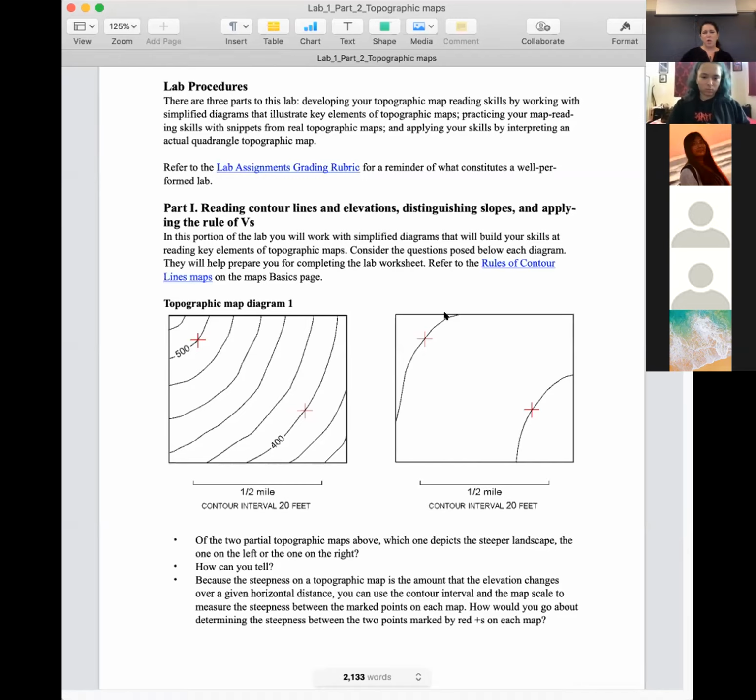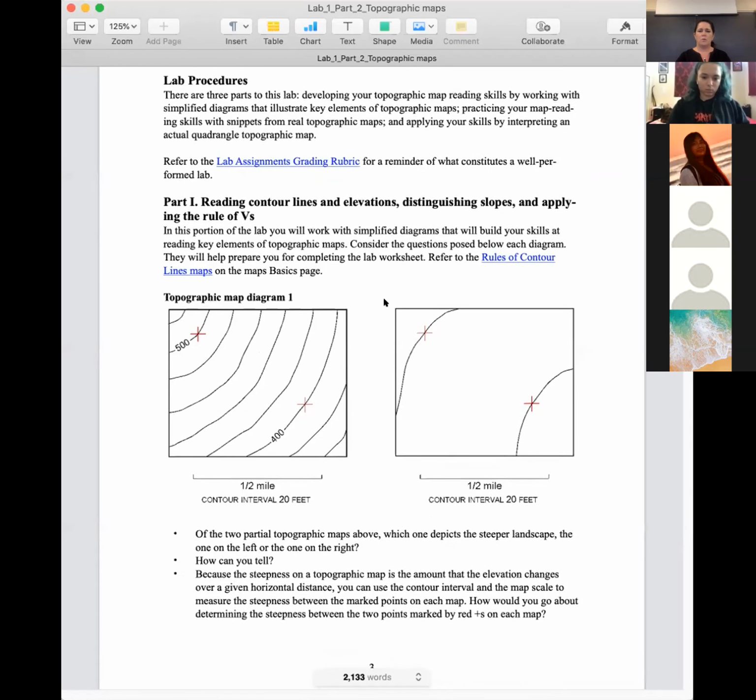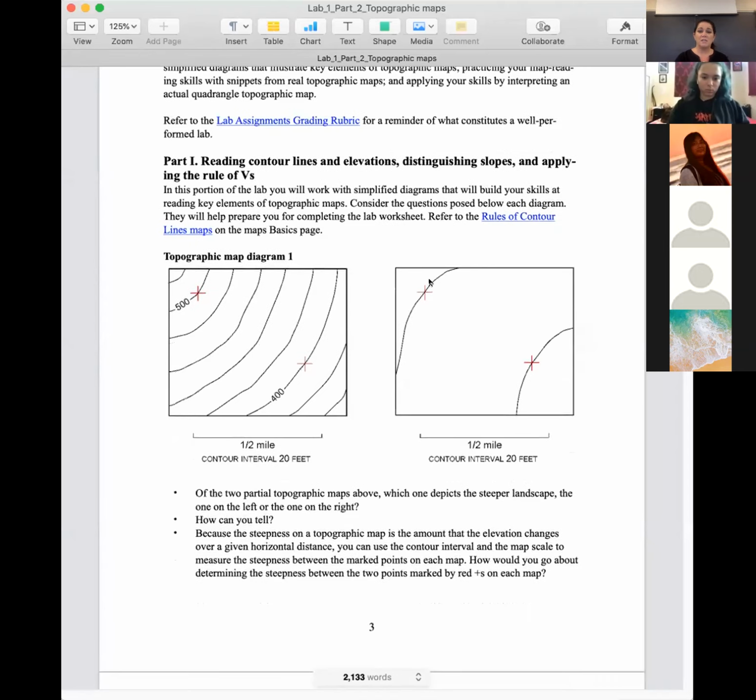You have a couple of options. There are links in your lab. These blue underlined things are actually links to web pages that will discuss a lot of the ways that you should be thinking about contours, contour intervals, and this rule of V's that it talks about later in the lab. So you probably need to go read some of those pages.